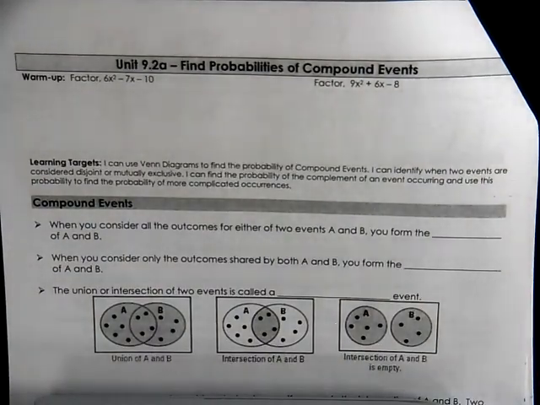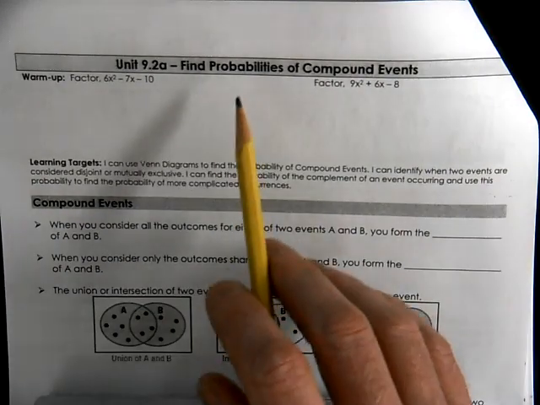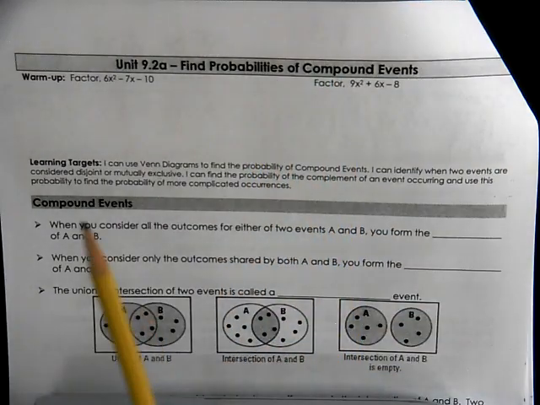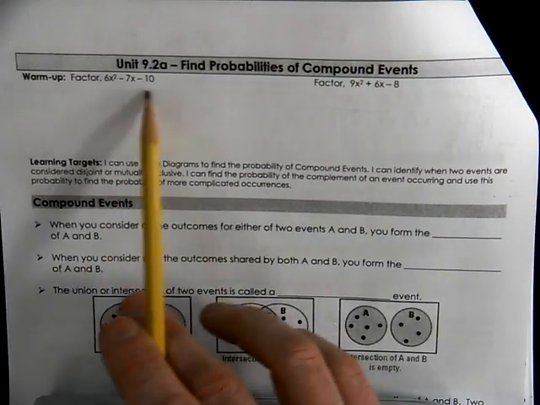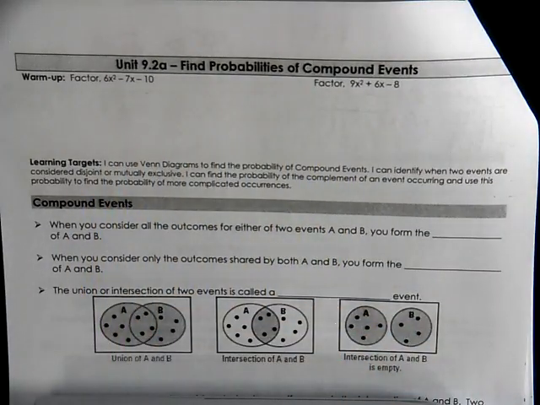This is Algebra 2 with Trig 2.9a, finding the probabilities of compound events. But first we're going to start out with some factoring questions.